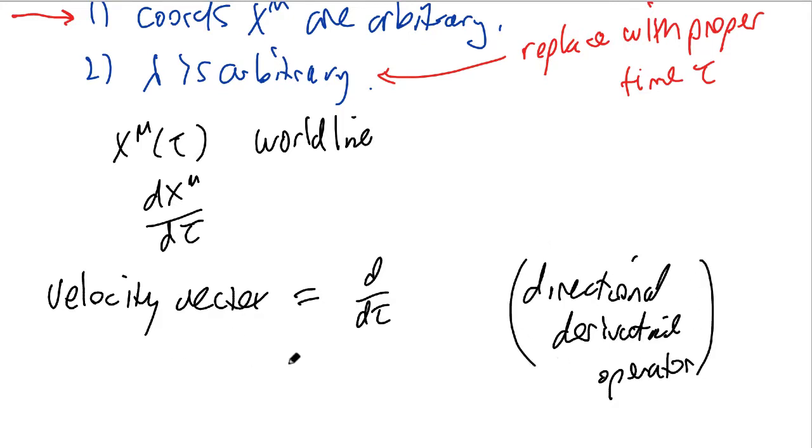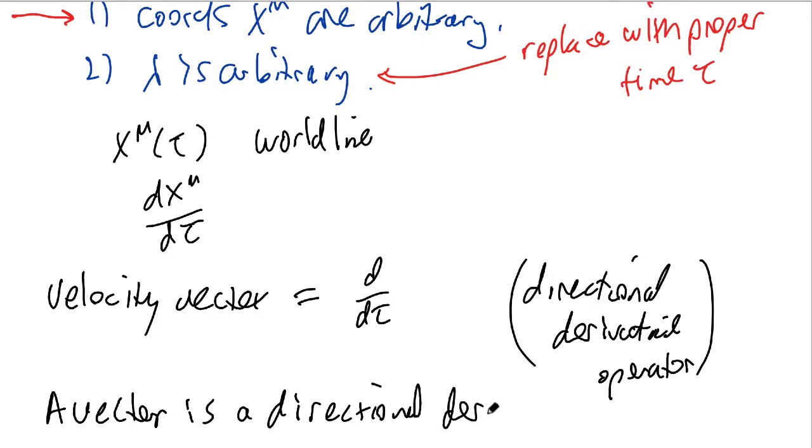This is one of the most important conceptual steps you'll have to take in learning general relativity. At least for me, it was very important and a very difficult concept. A vector is a directional derivative operator.